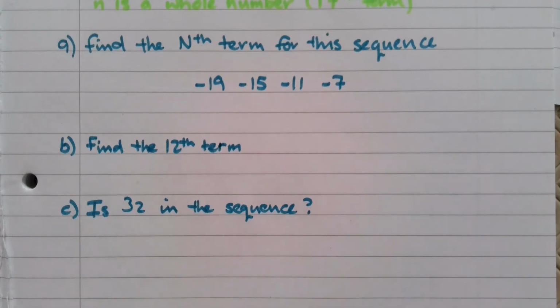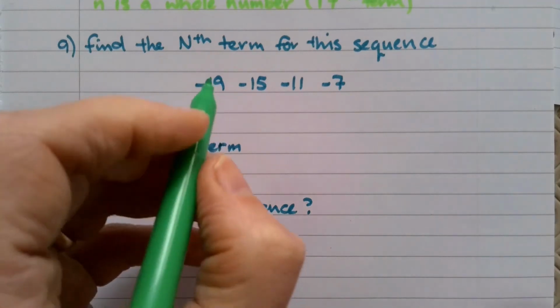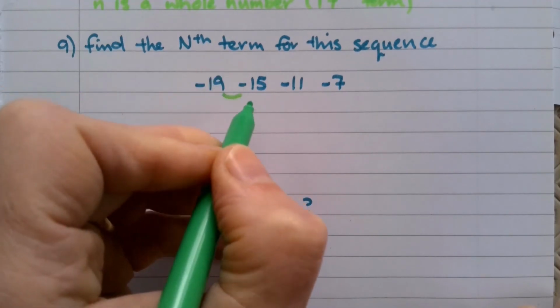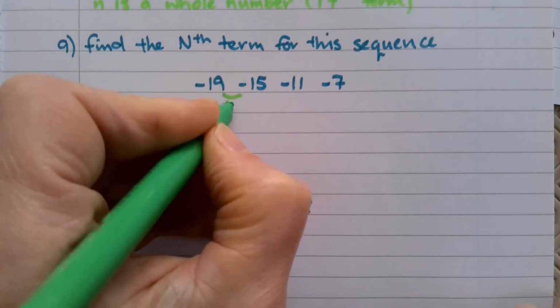Okay, so we're on example 3. So we've got to find the nth term for this sequence, and a little bit complicated, I guess, because we're starting with negative numbers, but the negative numbers are definitely getting bigger each time. So minus 19 to minus 15, they're definitely getting bigger, and they are in the 4 times table, so we're adding 4 each time.